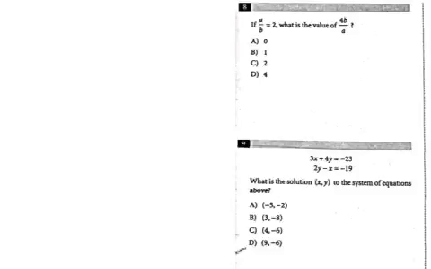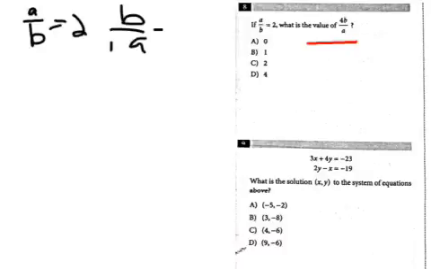Now we can go over question 8, where the question asks to find the value of 4b over a, which is quite simple. From here we know that a over b equals 2, then b over a is equal to 1 over 2, where I can say a over b is equal to 2 over 1. I can flip them over.